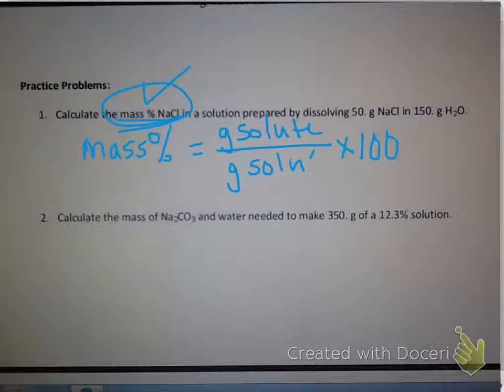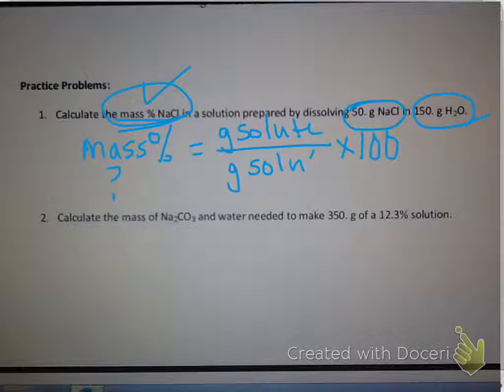So we want to calculate the mass percent of sodium chloride in a solution prepared by dissolving 50 grams of sodium chloride into 150 grams of water. Okay, why am I reading that part slowly? We have two compounds given, sodium chloride and water. We need to distinguish which one is the solute and which one is the solvent in order to place them correctly into our equation.